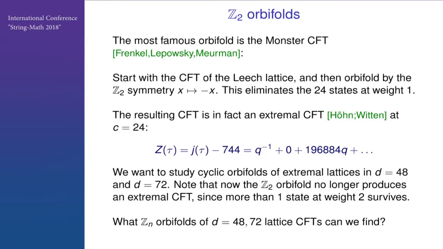In particular, it has a monster symmetry, but actually we don't care too much about that aspect of the monster VOA. What we care about more in the context of what we're doing here is that it's in fact an extremal conformal field theory as proposed by Höhn and Wittmann. So it's the extremal CFT for c equals 24, and extremal simply means that there are no spin 1 states.